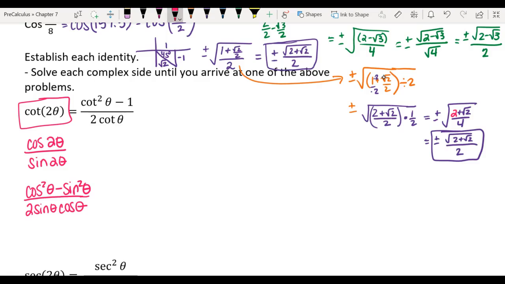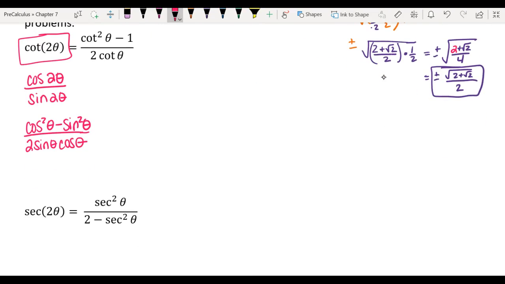Okay? So what happens then is you get cosine squared of theta over sine squared of theta minus sine squared of theta over sine squared of theta, all over 2 sine of theta cosine of theta divided by sine squared of theta. Okay? So again, I recognized that this turns into a 1. Okay?